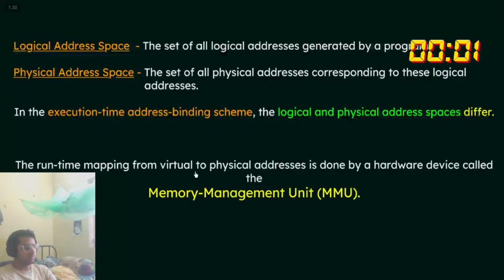The runtime mapping from virtual to physical addresses is done by a hardware device called the Memory Management Unit, or the MMU. So during runtime, we need to map the virtual address to the physical address. As I already told you, when I say virtual address, remember that I'm talking about the logical address. So these virtual addresses have to be mapped to the physical addresses during runtime, and for that we are going to make use of a device called the Memory Management Unit, which is a hardware device. So let us see how this Memory Management Unit works.